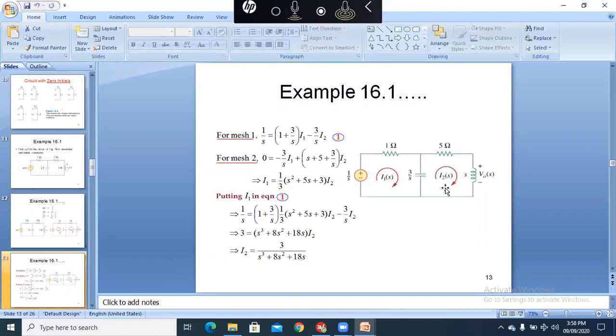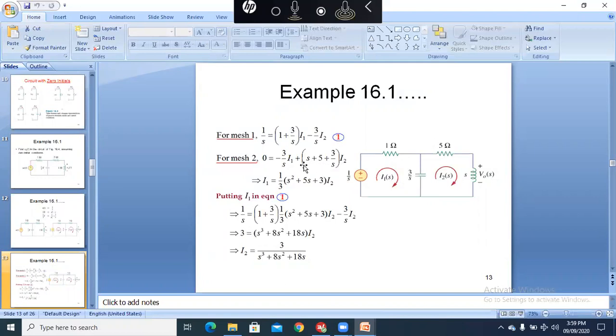So how can we do this? Because of this minus, this 3 by s is minus I1 of s. For the second mesh, we write it, and we have 5 plus s plus 3 by s into I2 of s. So we write this.